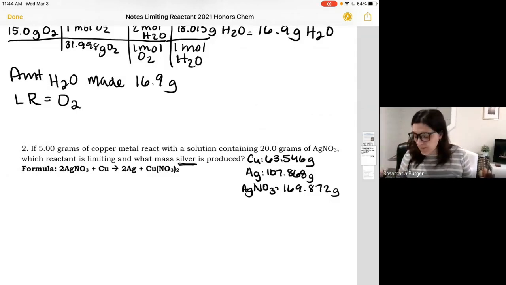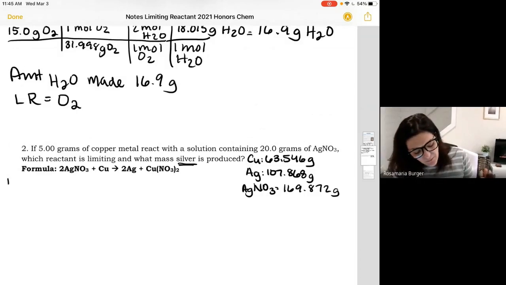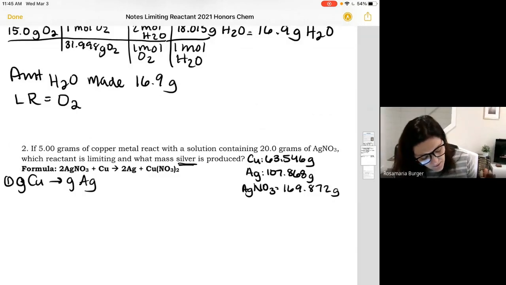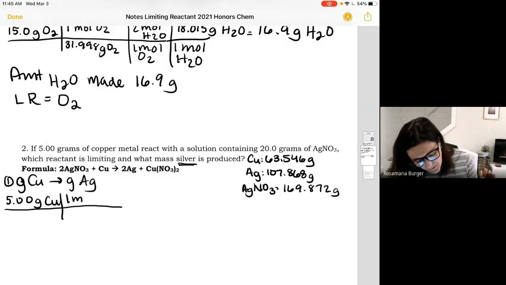Okay, and we already have a balanced chemical equation. That's good. Okay, so we're trying to go from grams of copper to grams of silver. So first we're going to do number 1, grams of copper to grams of silver, and then we're also going to do grams of silver nitrate to grams of silver as well. So we have 5.00 grams of copper in 1 mole of copper.